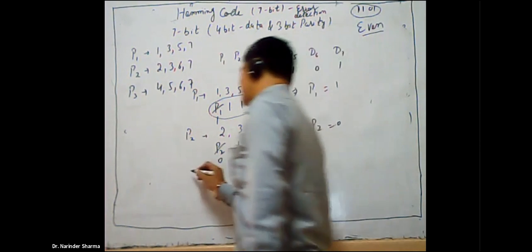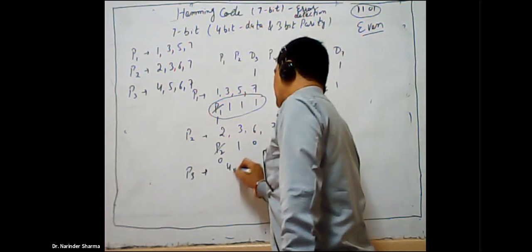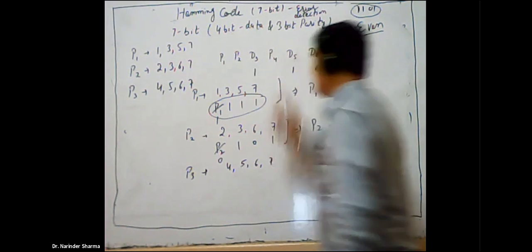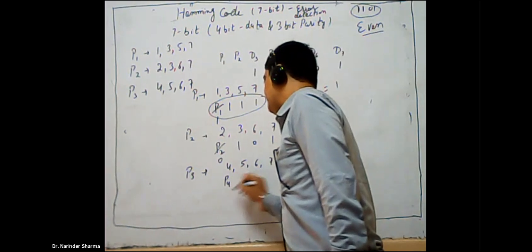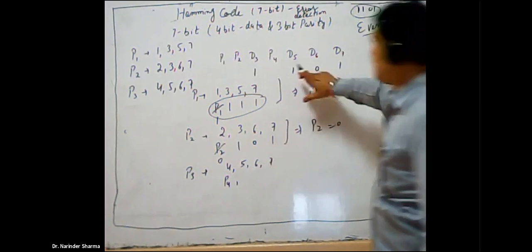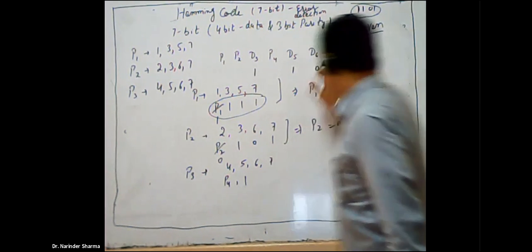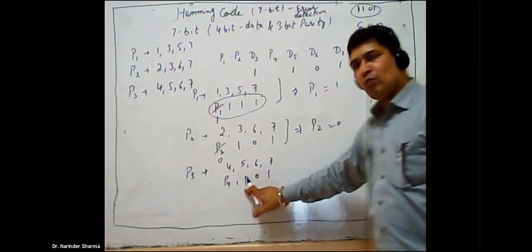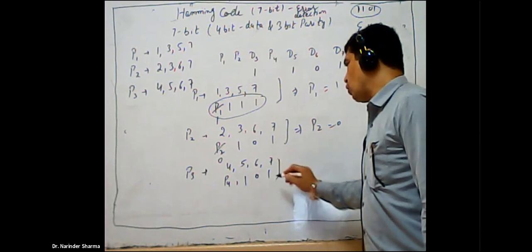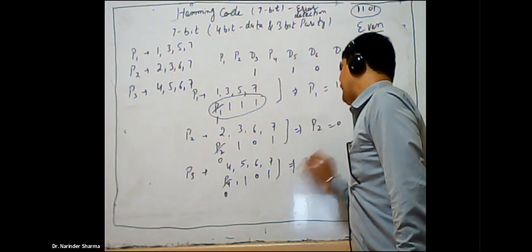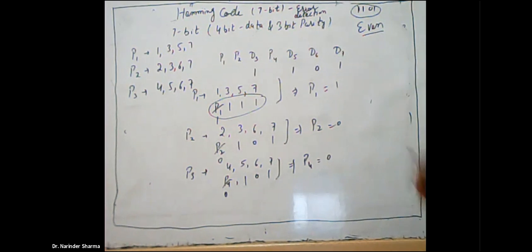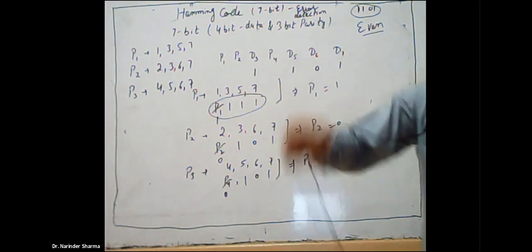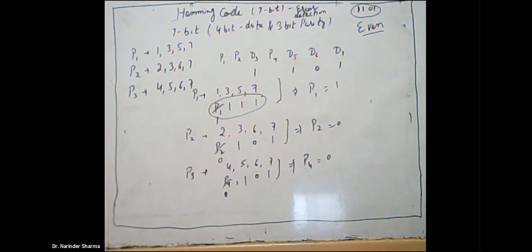Now we will pursue P4 in a similar way. That is 4567. 4, you have to write P4. Then 5 is 1, 6 is 0, 7 is 1. So again 1 1, even ones are there. So P4 should be 0. So it implies that P4 is equal to 0. In this way, we can compute the values of P1, P2 and P4.